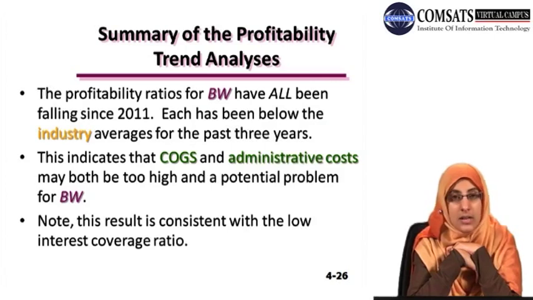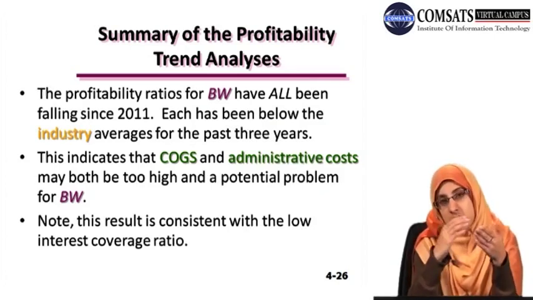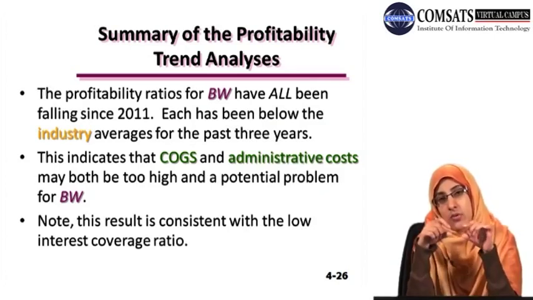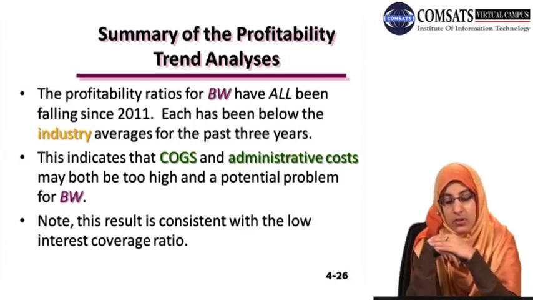average से वो हमेशा value कम रही है. Now this indicates that cost of goods sold and administrative costs may both be too high. क्योंकि हाँ हो सकता है कि आपकी cost और administrative expenses इतने ज़्यादा कि आपको overall net profit कम हो जाते हैं, आपको gross profit की value कम हो जाती है.